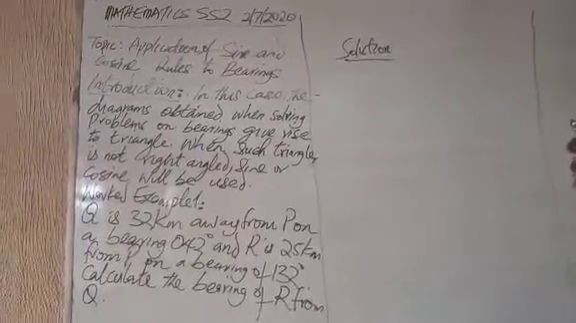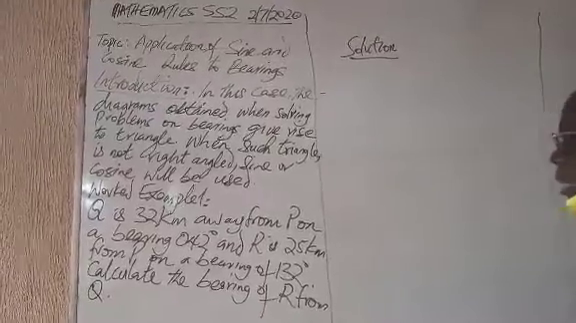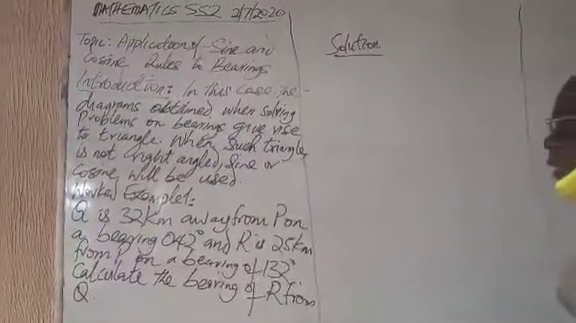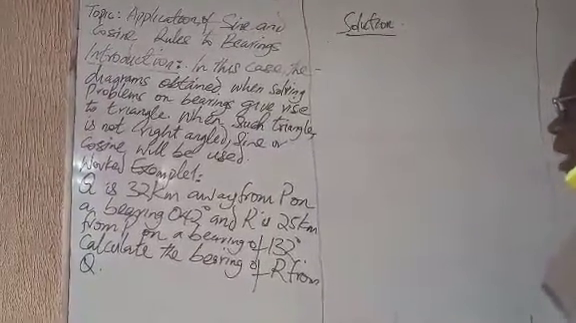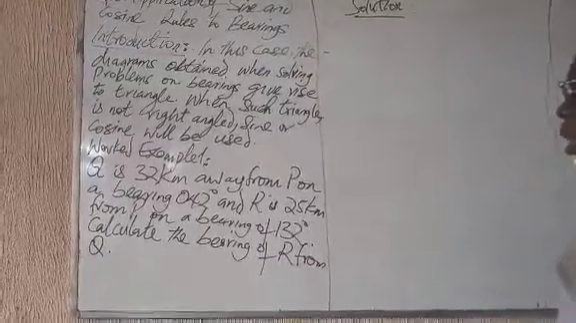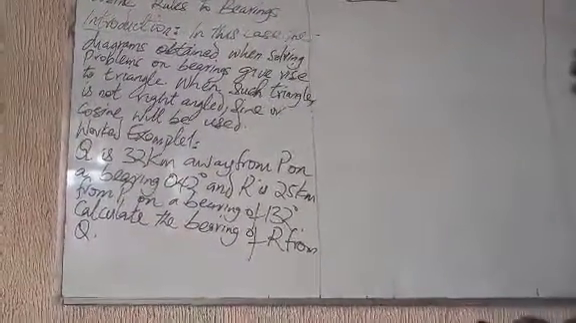Based on the introduction, the diagrams we obtain when solving problems of bearing give rise to triangles. When such a triangle is not a right angle triangle, we use sine or cosine rules. But in a situation where it is a right angle triangle, what are we going to do? This problem will give us an idea of what to do when we have a right angle triangle.